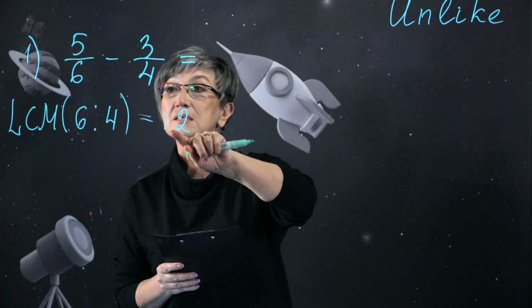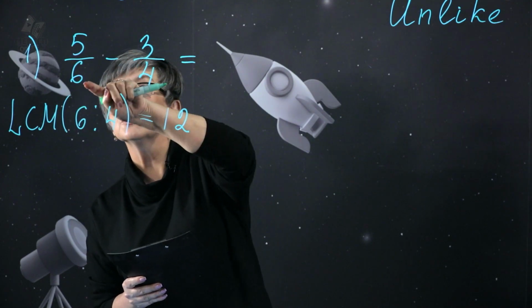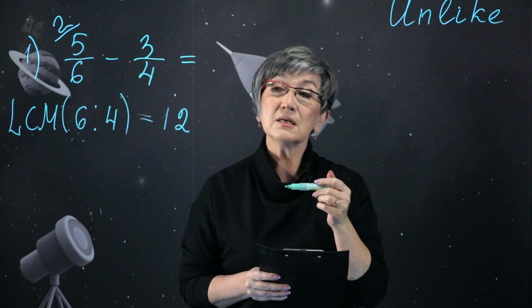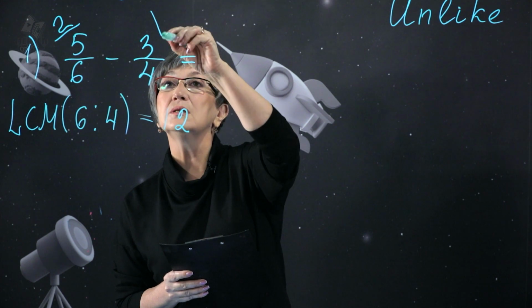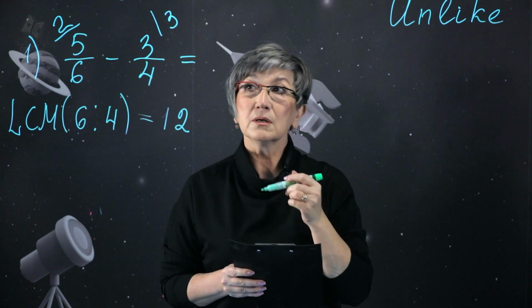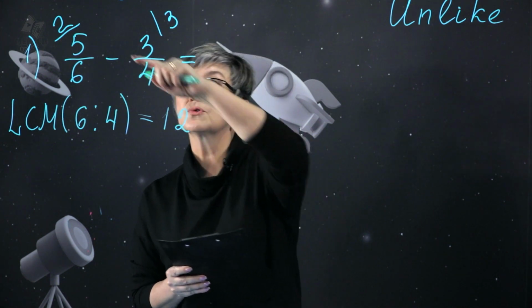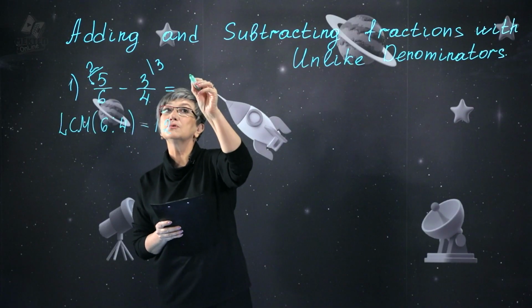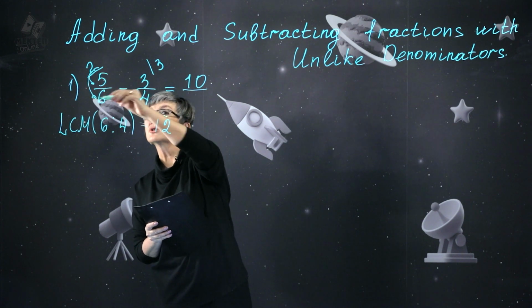12 I divide by 6, that's 2. I write it down as an additional multiplication. 12 I divide by 4, that's 3, and I'll write that down for the second fraction. Next, now I need to bring it to a common denominator. I multiply 2 by 5, that will be 10. And 2 times 6, that would be 12.